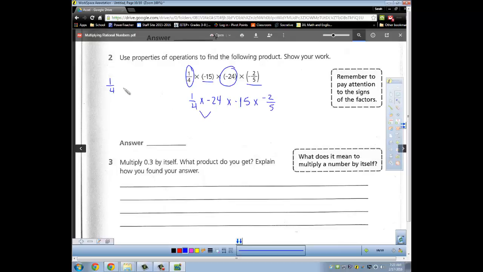So 1/4 times -24 over 1. I'm going to cross reduce, divide both by 4. 1 times -6 is -6. 1 times 1 is 1. -6 over 1 is -6.